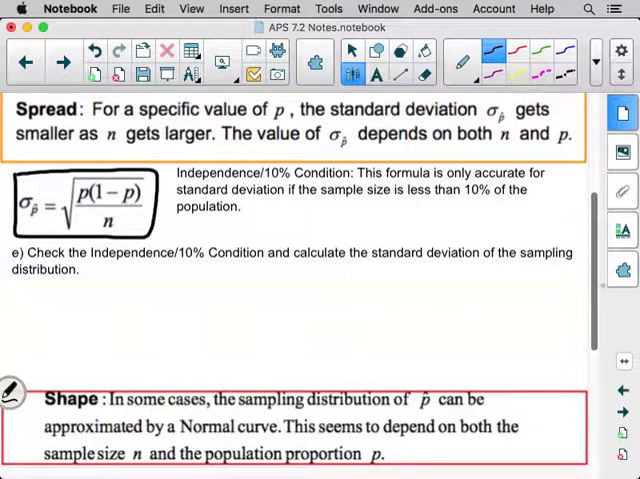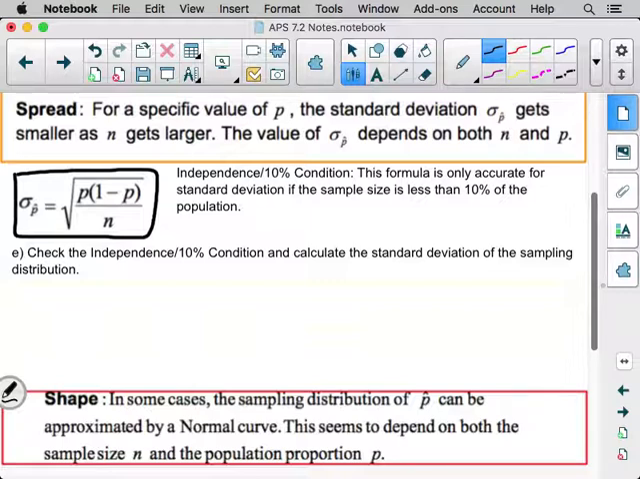Okay, now there is one condition that goes with that. This formula only works if we meet what's called the independence or the 10% condition. Okay, what that means is our sample should actually be less than 10% of the total population. Because if our sample gets too big, if the sample is too much of the population, now we can't say that the individual members of that population are independent from each other. But if we're less than 10% of the population, we're going to say good enough. Okay, they're independent enough that this formula should work.